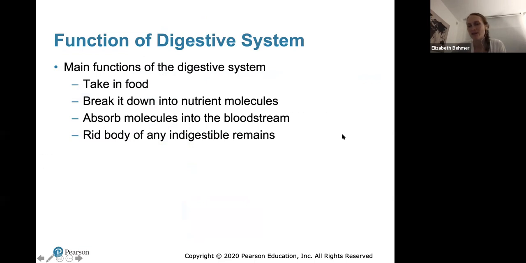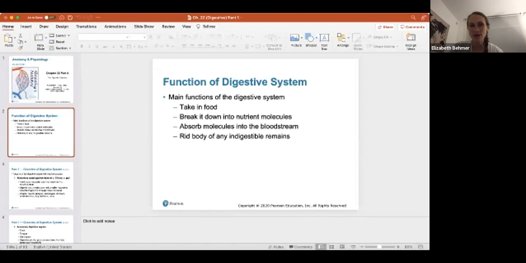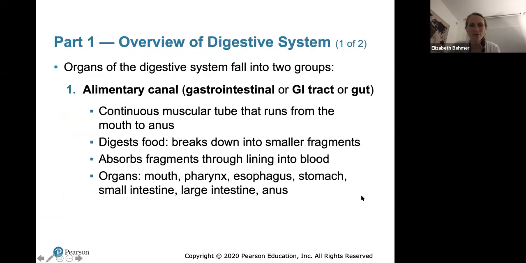So here are the main functions of the digestive system: taking in food, breaking it down into nutrient molecules. So really breaking it down into teeny tiny compartments, just so that those molecules are then able to be absorbed into the bloodstream, as well as ridding the body of any indigestible remains. So anything that can't be digested or useful for the body will usually be sent out via some sort of defecation process. Some waste products go out through our urine as well, but a lot of that is the defecation. All right, so a little bit more overview of the digestive system.